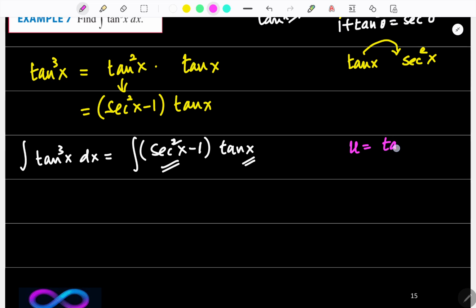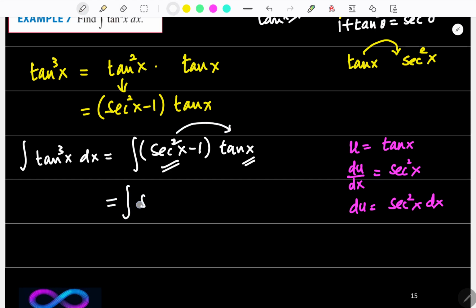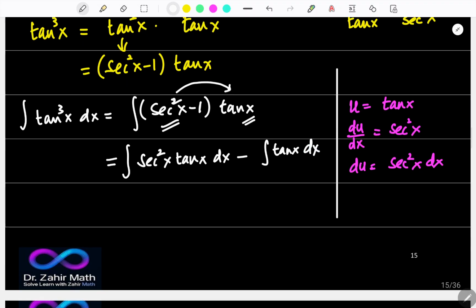So u is equal to tan x we are going to make. So du by dx is equal to what? Secant square x. So du is equal to secant square x dx. Clear all of you? Right. So before that, let me do one more step also for you. That is easy for you. I'm not going to do it directly here. Secant square x into tan x, okay, just multiply into dx. Minus integral tan x, also you do it, into dx. So if I apply directly, you will find it difficult. That's why I multiply it separately.